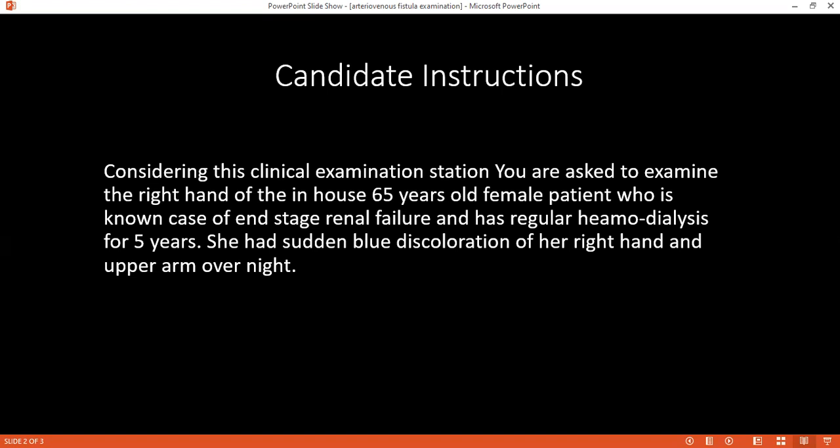Then I'll check for the thrill of the fistula with the palm of my hand. Normally, there is a thrill present, which is soft, but in obstruction, there could be increased thrill over the distal site of the venous obstruction. So after palpation of the thrill, then I'll check for any ischemic changes over the limb, with pale and bluish discoloration of the hand.